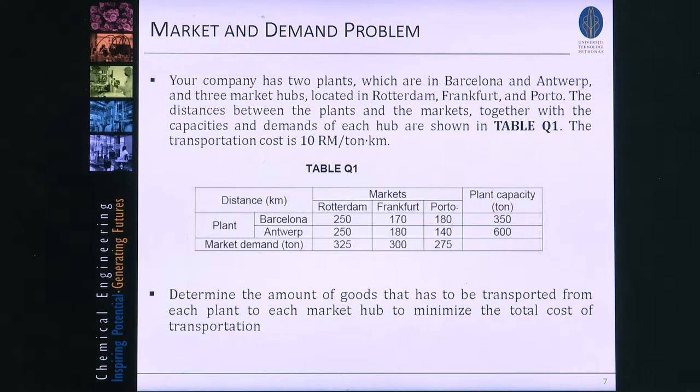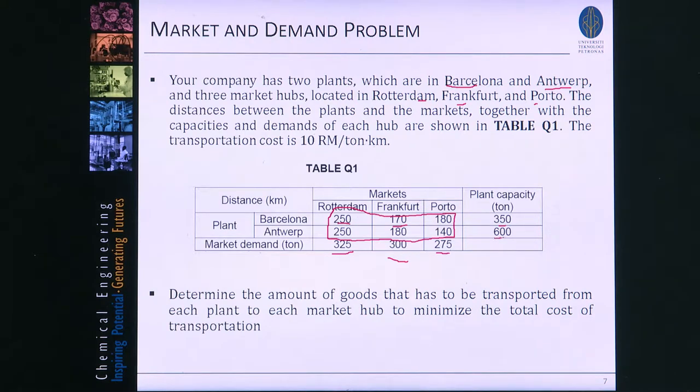Another example is that we have two plants, one in Barcelona and the other in Antwerp, and we are going to send our products to Rotterdam, Frankfurt, and Porto. This table gives the distance from Barcelona to Rotterdam, though we don't take this literally, just as examples. The distance from Barcelona to Rotterdam, for example, is 250 kilometers, Barcelona to Frankfurt 170 kilometers, and so on and so forth. So these are the distances between the markets and the plants. Rotterdam requires 325 tons of goods, Frankfurt 300, and Porto 275. The Barcelona plant can make 350 tons of goods.